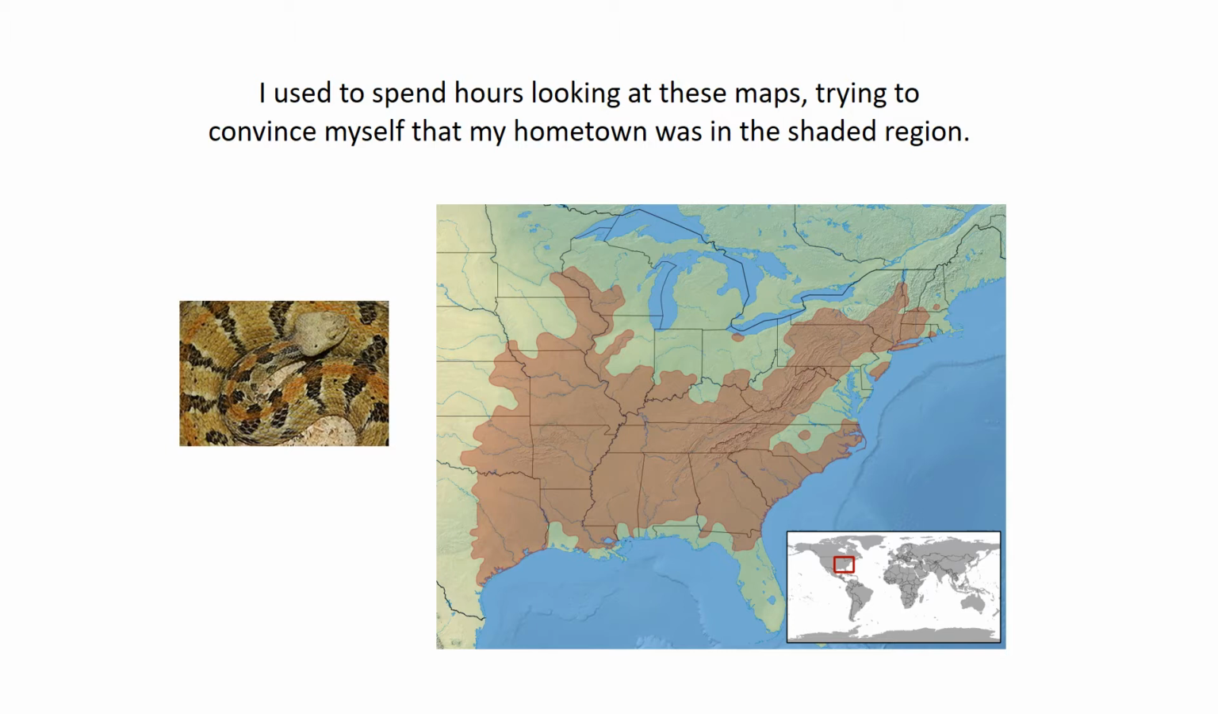I would pore over these maps, and when I was a kid, 6, 7, 8, I didn't really know. Map reading was a little tricky. So I would look over this and try to figure out exactly where I was. This is sort of before Google Earth, so it was more challenging than it is today. But I would sit there and pretend, yeah, I think I'm right on this line. I think maybe there are timber rattlesnakes here.